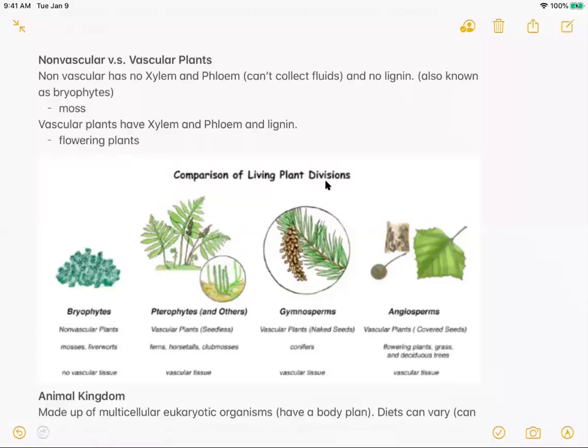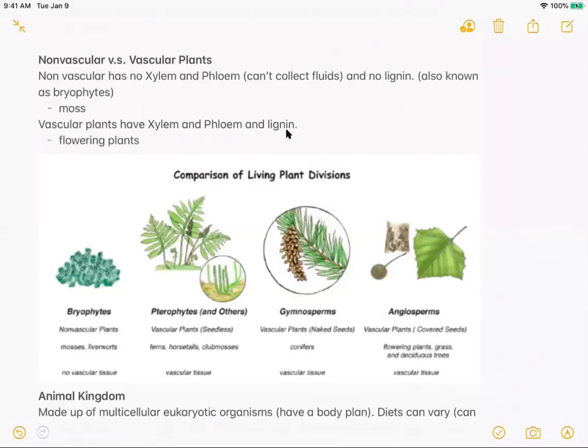Non-vascular plants, good examples of these are mosses. With mosses, usually they grow in places that are dark and wet and usually have an abundance of water. You wouldn't typically find mosses living outside in the sun, and that's because they can't collect fluids on their own. They don't have that xylem and phloem to draw up the water into them. So non-vascular plants depend on having water in their environment all of the time in order to survive.